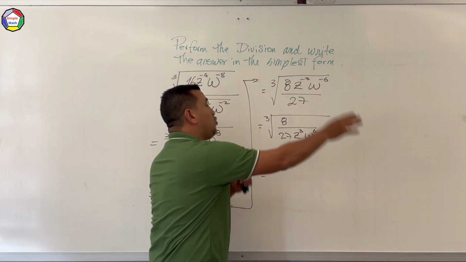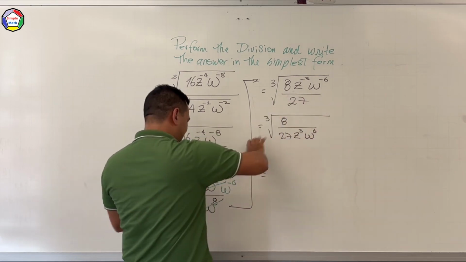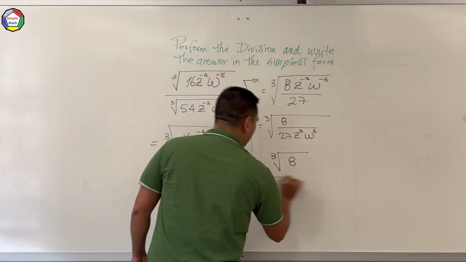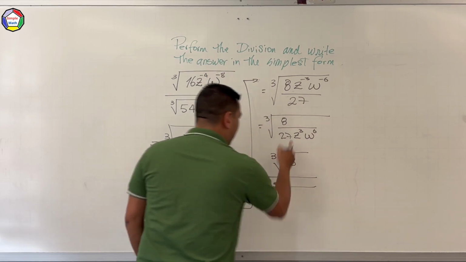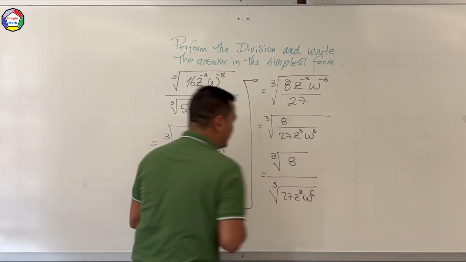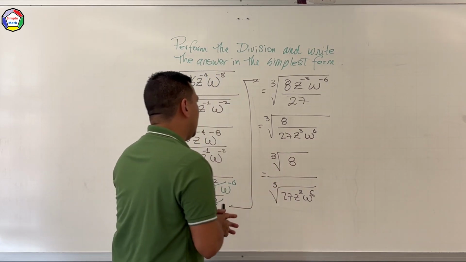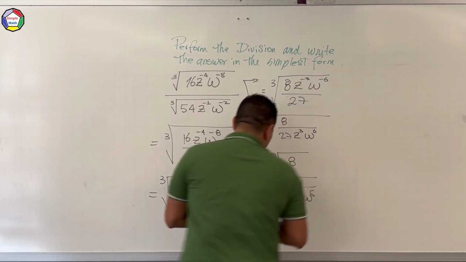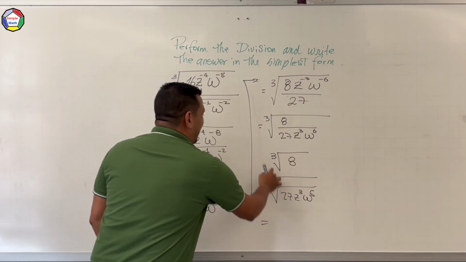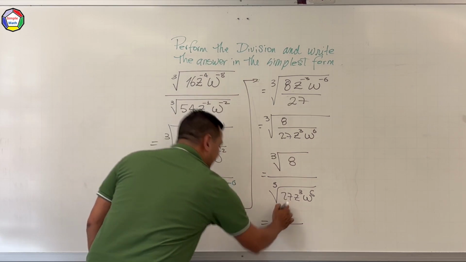Remember, we can go back to the property. I can say that this is the same as the cube root of 8 over the cube root of 27, z to the power of 3, w to the power of 6. 8 has a cube root. What is the cube root of 8? It's 2. The cube root of 8 is 2, and the cube root of 27 is 3.